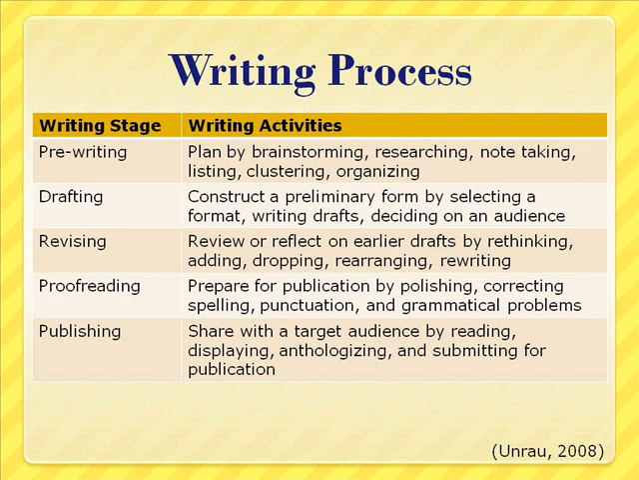In revising, the student reviews and reflects on earlier drafts by rethinking, adding, dropping, rearranging, and rewriting the document. This stage is all about content. Proofreading or editing is where the student polishes and corrects any spelling, punctuation, and grammatical problems in the document. Revising and proofreading sometimes intertwine in the writing process. Finally, publishing is when the student shares the final product with the target audience.